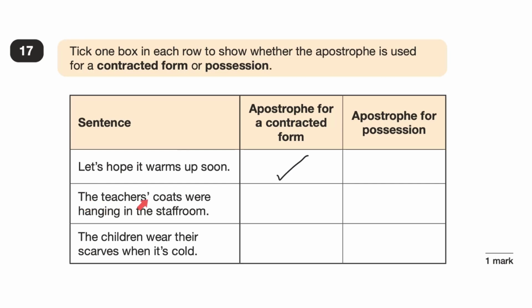The next one, the teacher's coats were hanging in the staff room. Now, the coats obviously belong to the teachers. So that is possession, isn't it? We can just, as we read it, the teacher's coats, they own them. So that is possession. So we would tick this box.